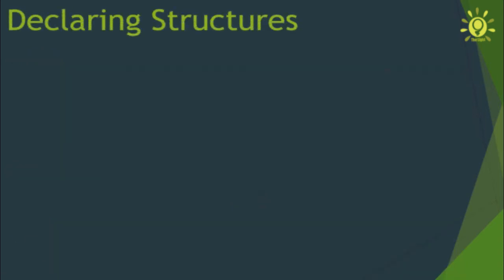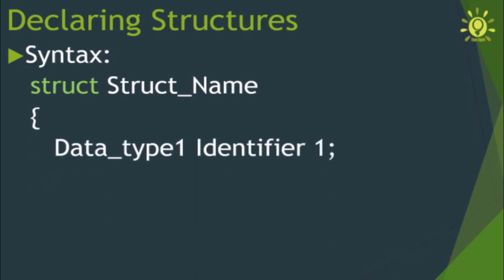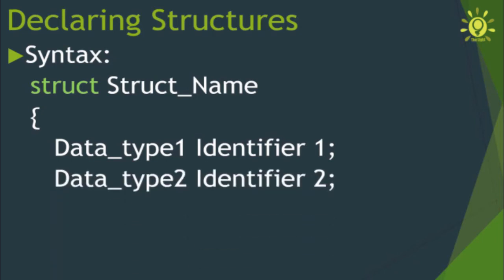So guys, how can we declare a structure? The syntax of declaring a structure is: use the struct keyword, then the structure name, then the body of the structure. Use the first data type, then identifier, then terminator, then the second data type and second identifier, then terminator, and so on. You can use multiple data types and identifiers, and then close the body of the structure.